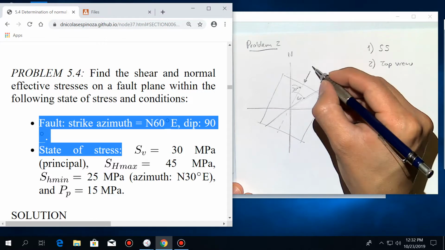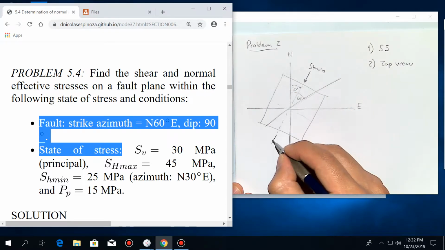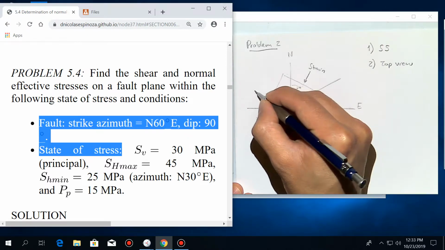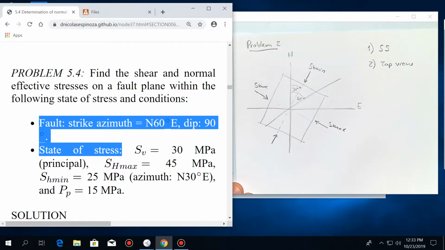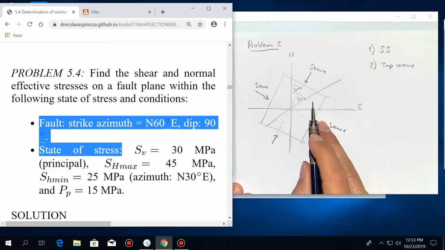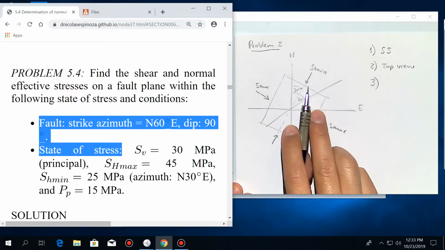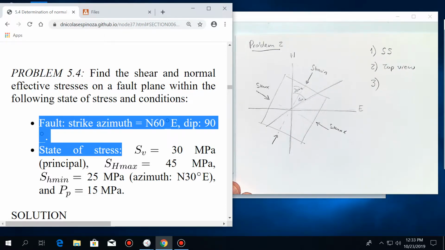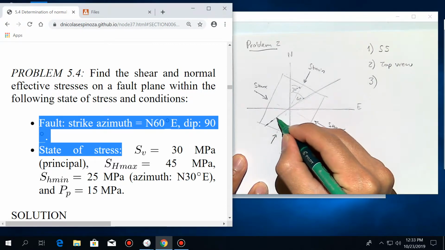So here I have SH min in direction perpendicular to that. I have SH max, and now I have these angles. This is just the data that I have. Inclination of SH min, inclination of SH max. All right, so which circle, Mohr circle, should I use in order to tell what is the state of stress on this fault?